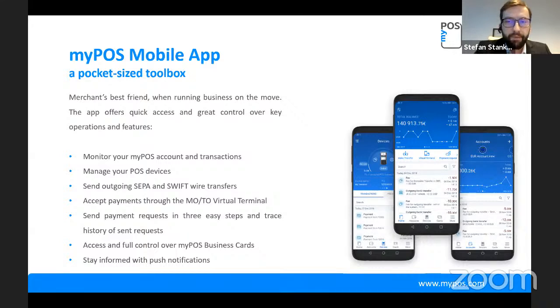Our mobile app is designed in a way so it's a pocket-sized toolbox. You can control your business from the smartphone. You can control your financials from your smartphone. You don't need a computer, or you don't even need to call your accountant to do it for you. You have everything at your fingertips. So from the smartphone, you can do the same operations that you can perform from the web app.